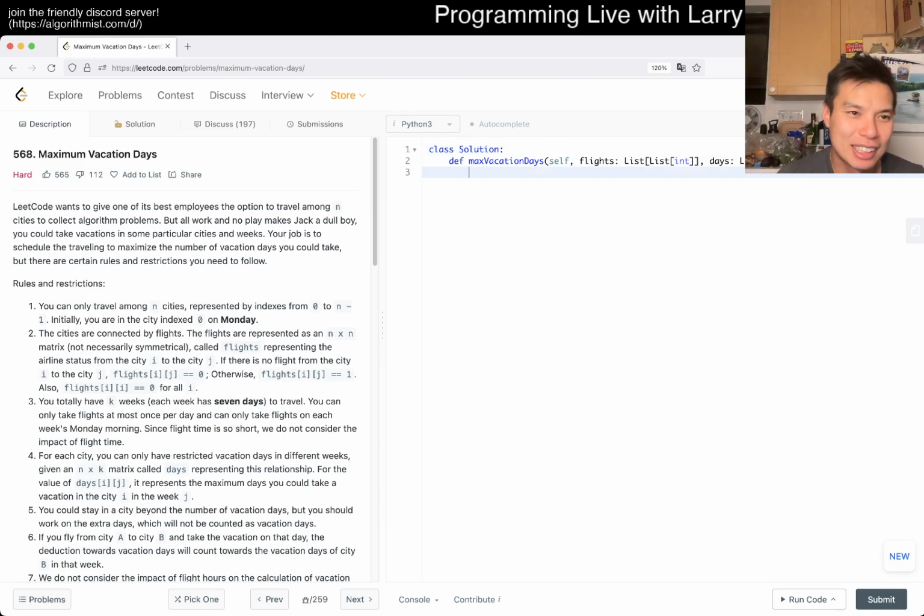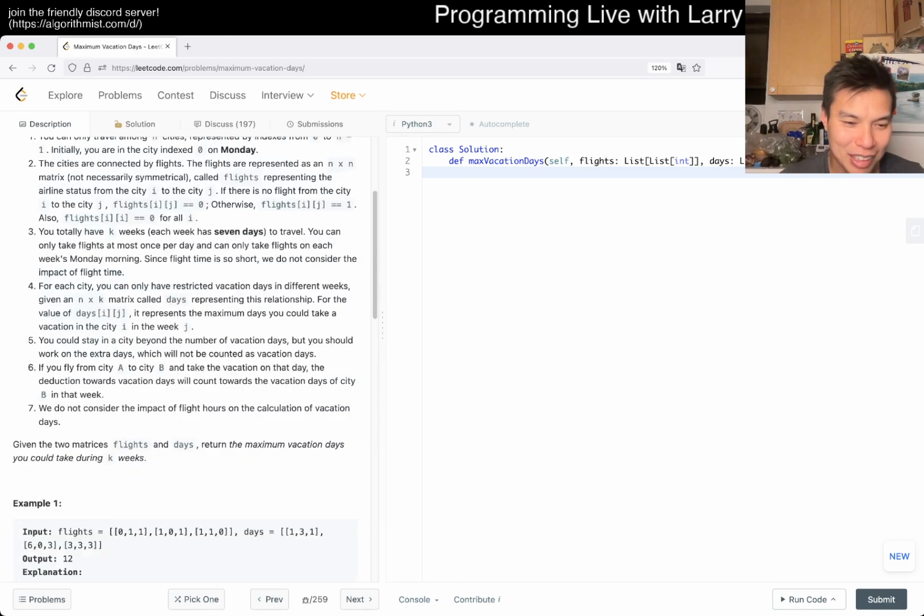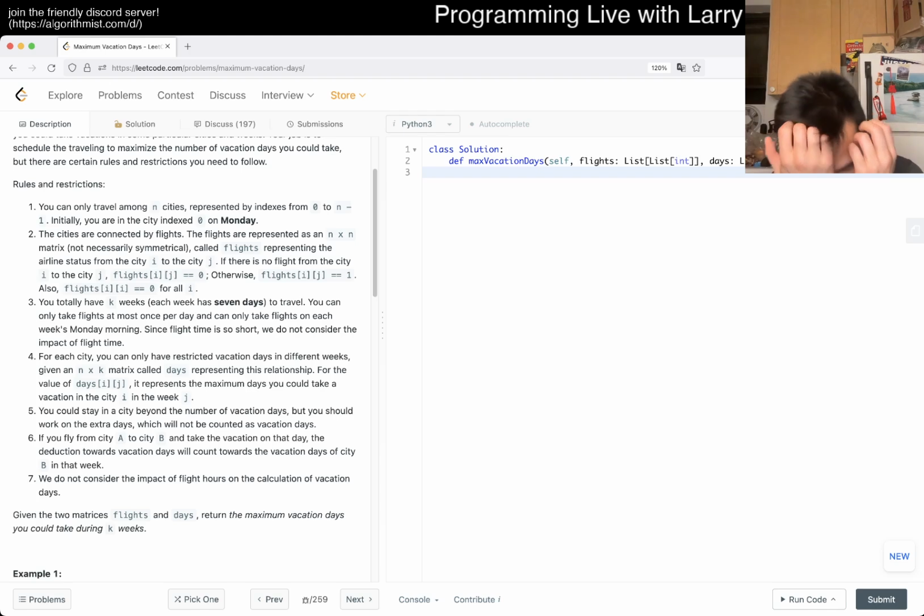568, Maximum Vacation Days. LeetCode wants to give one of its best employees the option to travel among N cities to collect algorithm problems, but all work and no play makes Jack a dull boy. Wow, this is back in the day when they actually wrote some stuff. But anyway, you can take vacation in some particular cities and weeks. Your job is to schedule the travel to maximize the number of vacation days you could take, but there are certain rules and restrictions you must follow, and there's a lot of them. A lot of things to read. Oh my god. Alright, let's do it.